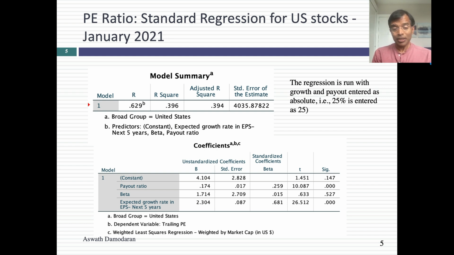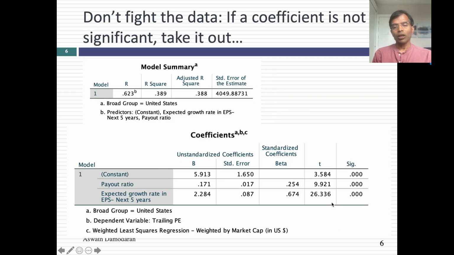Now, before I use this regression though, I need to check these coefficients to make sure that statistically they're actually different from zero. The way you measure that is either with the t-statistic or the p-value. And you can see payout ratios and growth clearly pass the test. They're statistically significant, but beta doesn't. Now, when you have a variable that does not have statistical significance, you know what you should do? Take it out. The fact that it matters in theory is irrelevant.